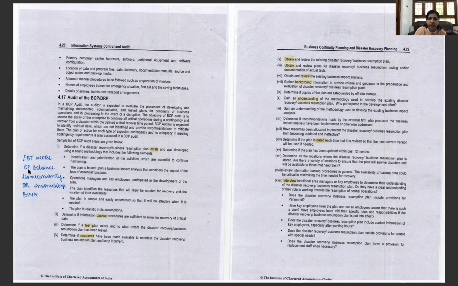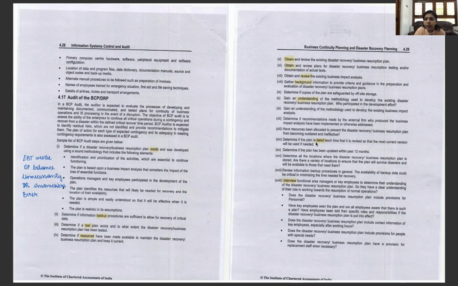Next is OP. What is OP? Obtain and review the existing plan. Obtain and review the plans for disaster recovery. So review the existing plan and then review the existing business impact analysis also. And next one is B, that is the background: gather background information to provide criteria. What is background information? Understanding the methodology used to develop it and who participated in the development effort. So this has been developed, but who developed it, how it was developed, and what method was used should be audited.